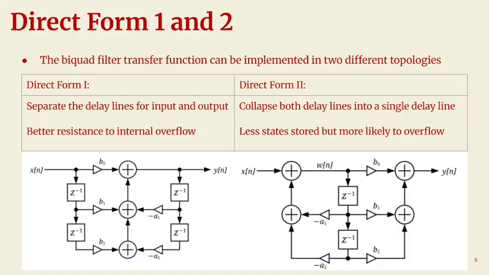Direct form 1 separates the delay lines for both input and output, and because of this, you have more intermediate state registers and a better resistance to internal overflow. Direct form 2 reduces the amount of delay by combining the parallel delay lines into a single delay line for both the input and the output. The trade-off is that because there's less state stored, you are more likely to overflow.